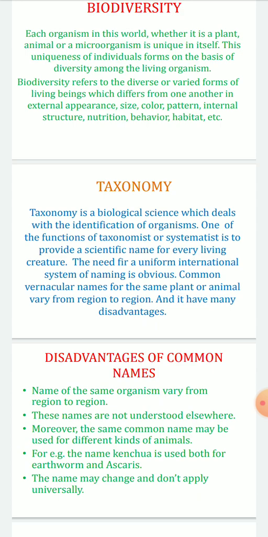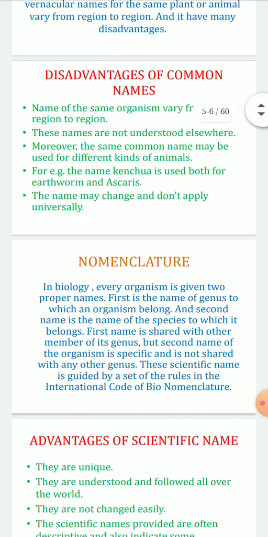The need for an international system of naming is obvious, so that there is no confusion. Common vernacular names for the same plant or animal vary from region to region, and this may have many disadvantages. Next are the disadvantages of common names. Names of the same organism vary from region to region. Some plant is known in a local area by one name, whereas internationally it is known by another. So there needs to be an internationally accepted name for every living creature. These names are not understood elsewhere. A local name is not understood by people outside the locality.